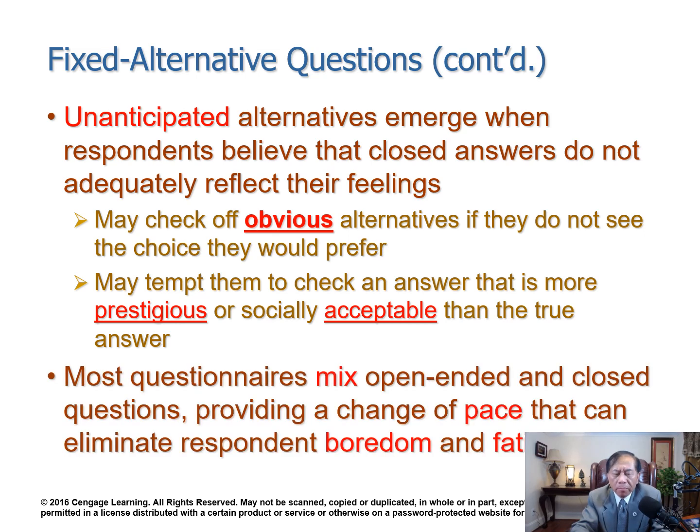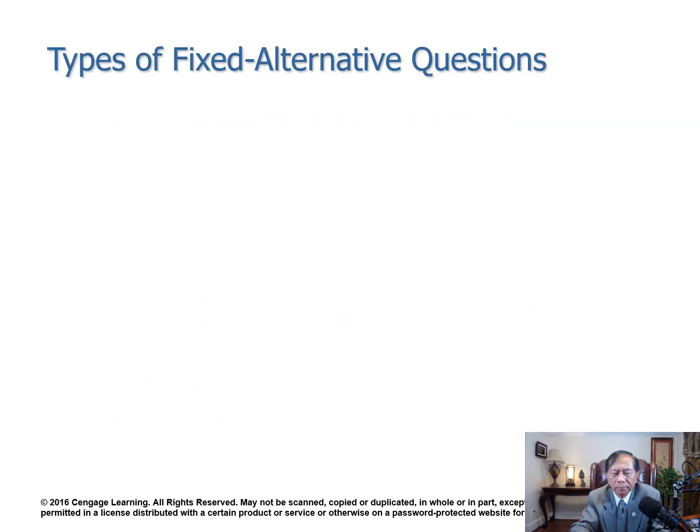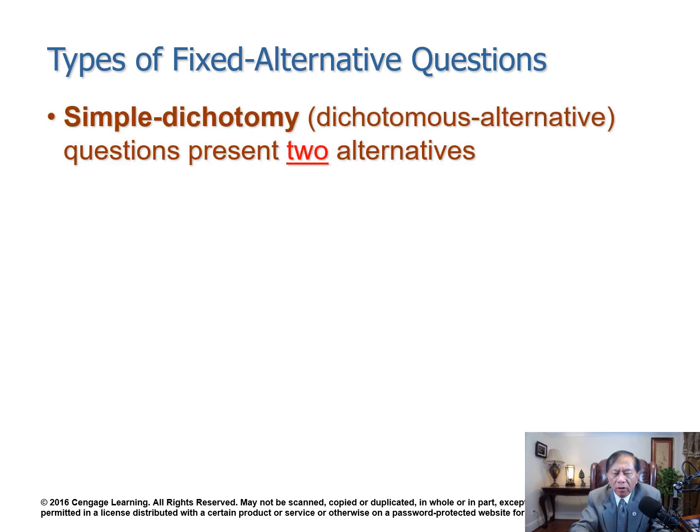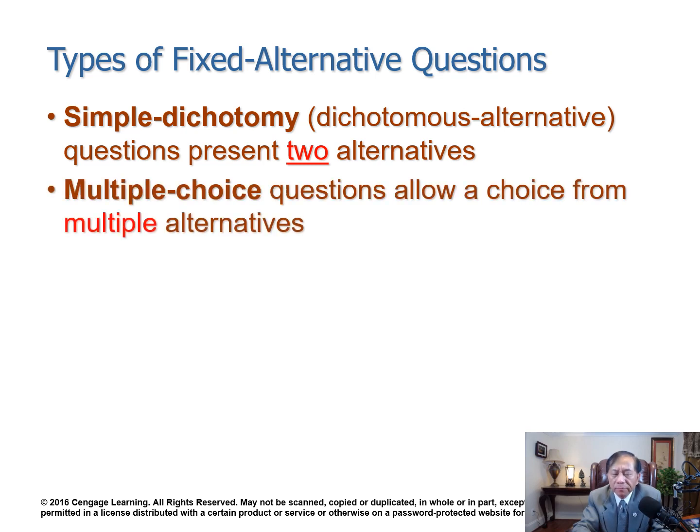Okay? Most questionnaires mix open-ended and closed-ended questions, providing a change of pace that can eliminate respondent boredom and fatigue. Okay? Types of fixed alternative questions. There are many types of fixed alternative questions. There is a simple dichotomy, or dichotomous alternative questions. Present two alternatives. Okay? Yes or no, for example, gender male or female.